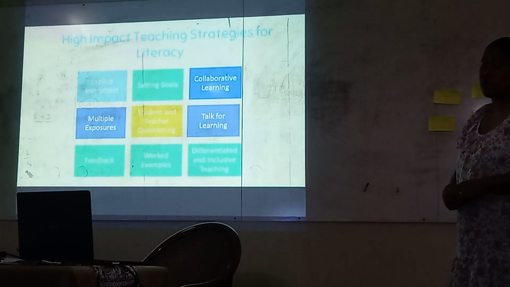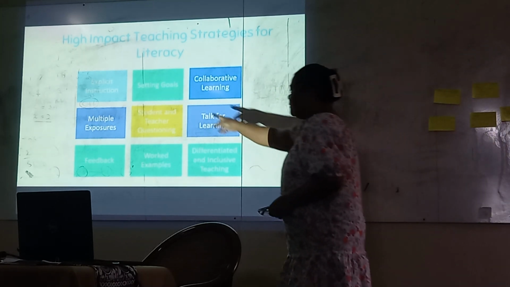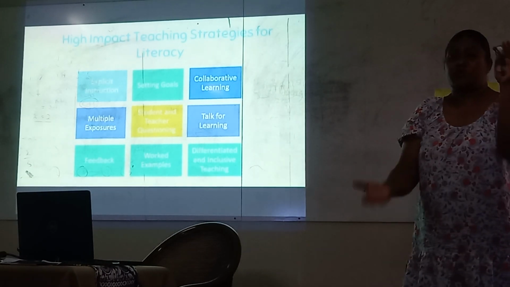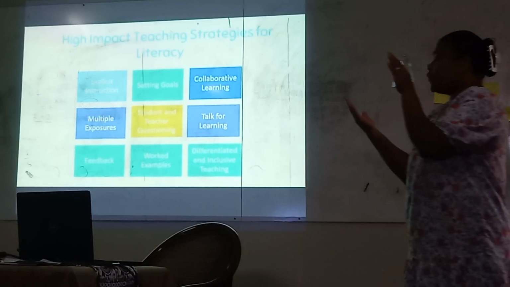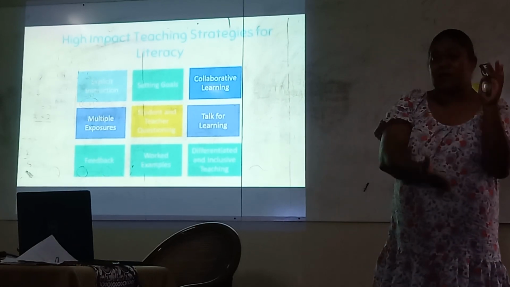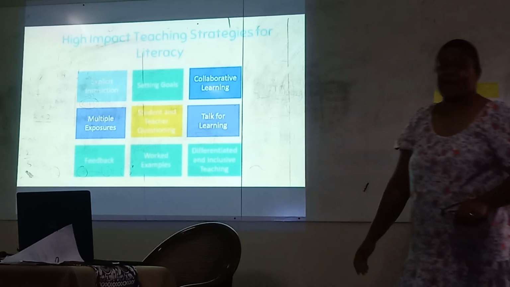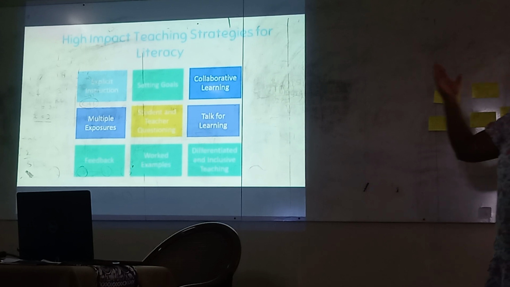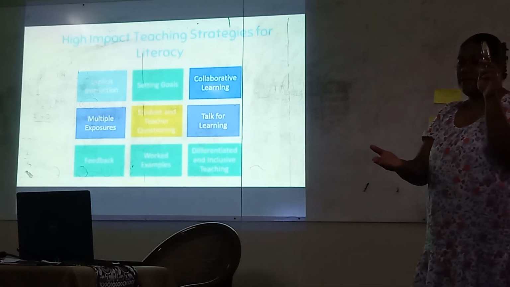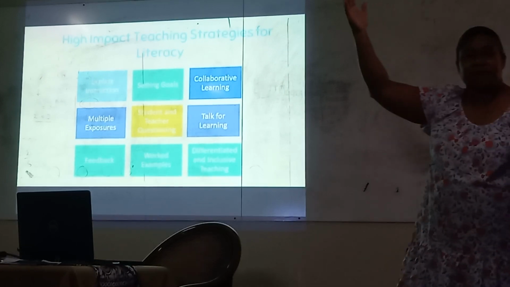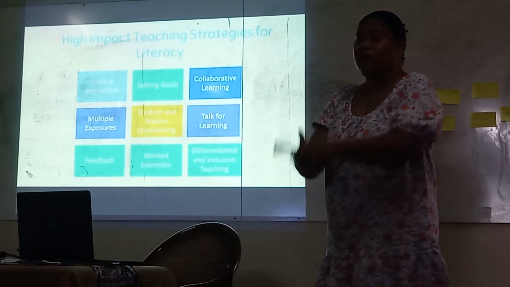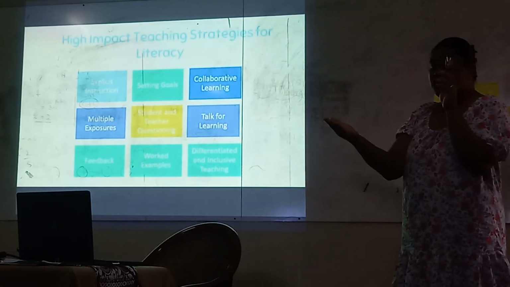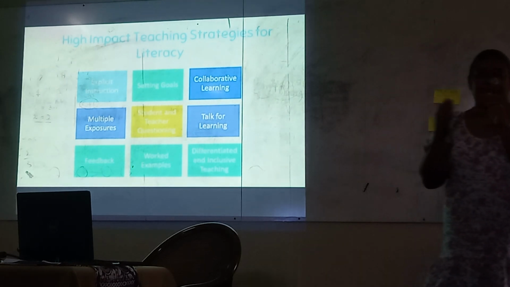So that's explicit instruction. The second thing, setting goals. At the beginning of this presentation, I showed you the learning intention and also the success criteria: what you will learn and what the success will look like at the end of the lesson. You need to tell students what they are learning. Sometimes we have 3, 4, 5 learning objectives in just one lesson. It's always good to have 1 or 2 learning objectives.